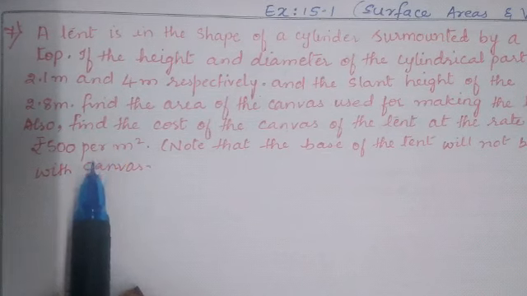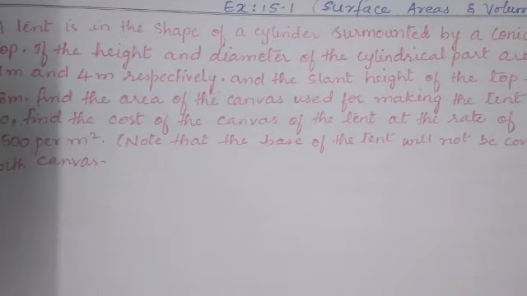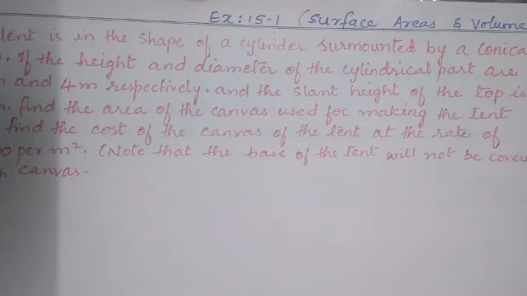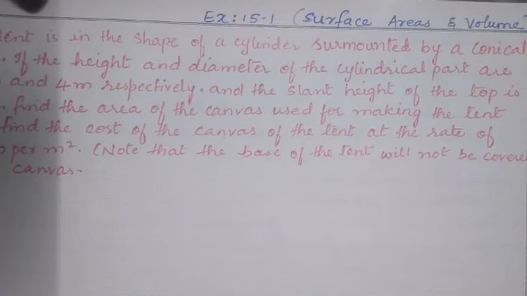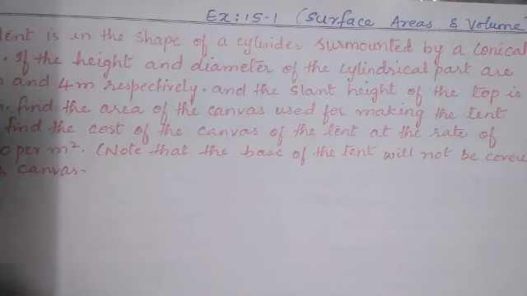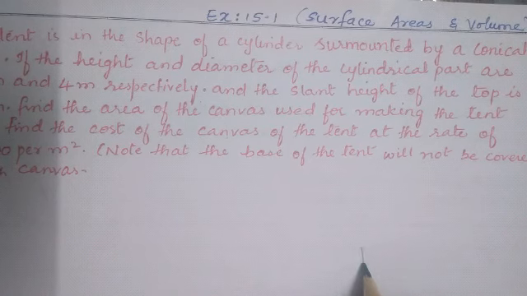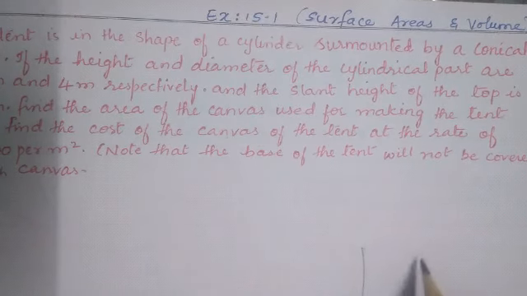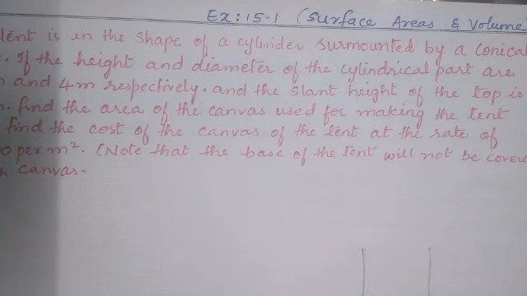Okay, here the question. First thing in this topic is we should understand the question well. That is very important. So let us see the question well here and let us draw the figure based on the question. A tent is in the shape of a cylinder. Let me draw one small cylinder here. We know the shape of a cylinder, how it is.